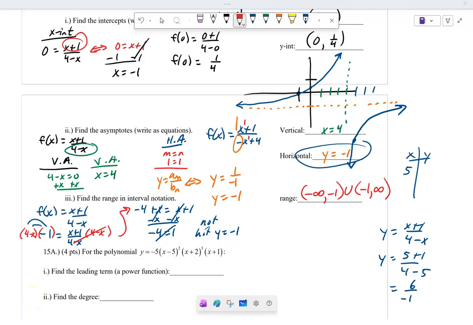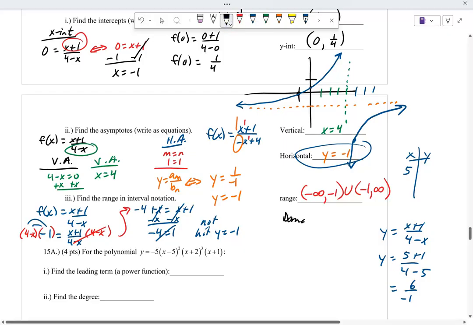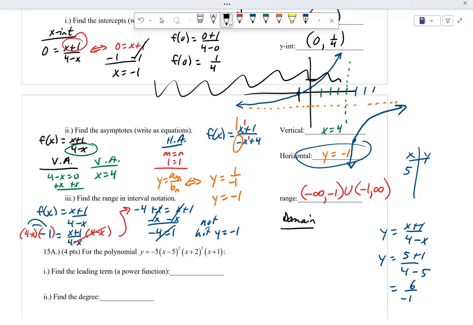I know this question doesn't ask for the domain, but let's go ahead and just address the domain on this function here. Remember, you never cross that vertical asymptote, that green vertical asymptote at x equaling 4. But notice we hit all these x values, we stop at 4, don't hit 4, and then we take off again after 4, right? So in this case, our domain would be negative infinity up to 4, and then we'd take off again after 4.